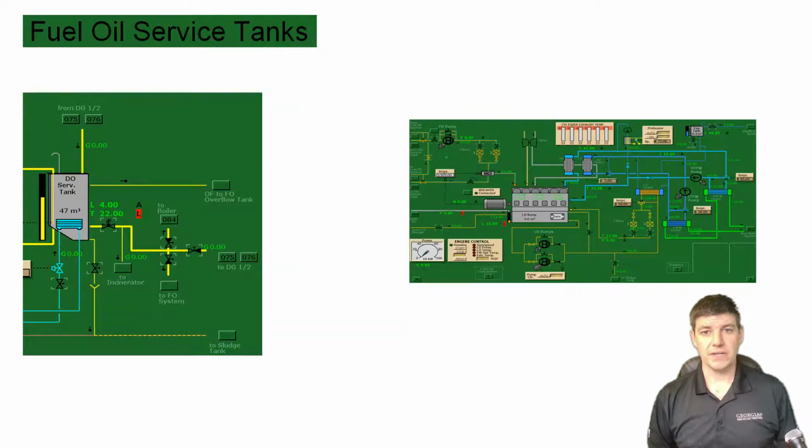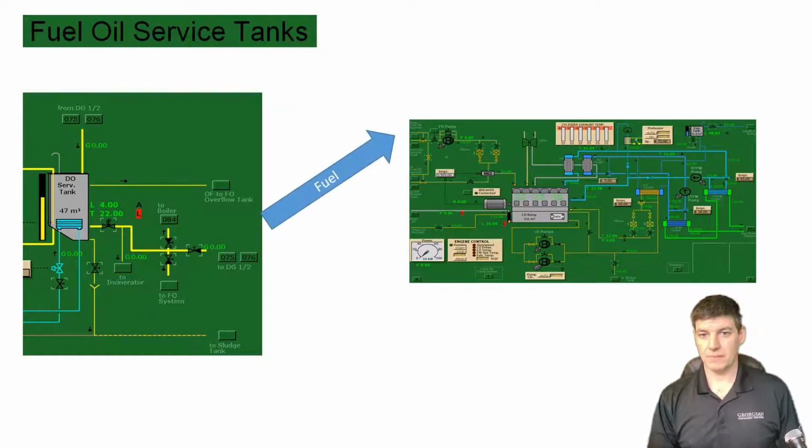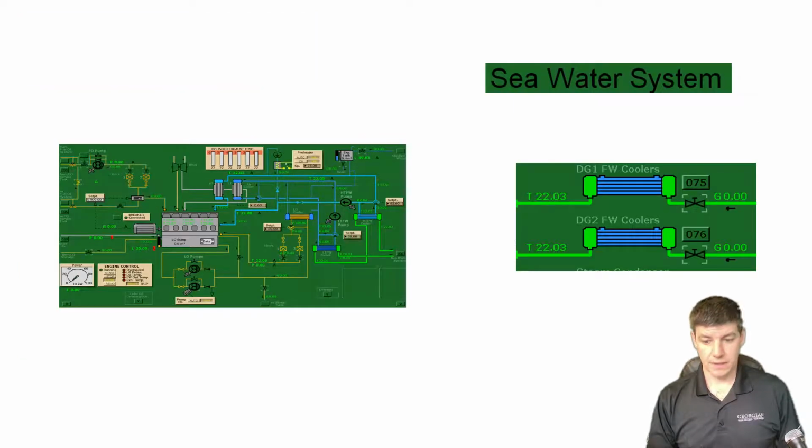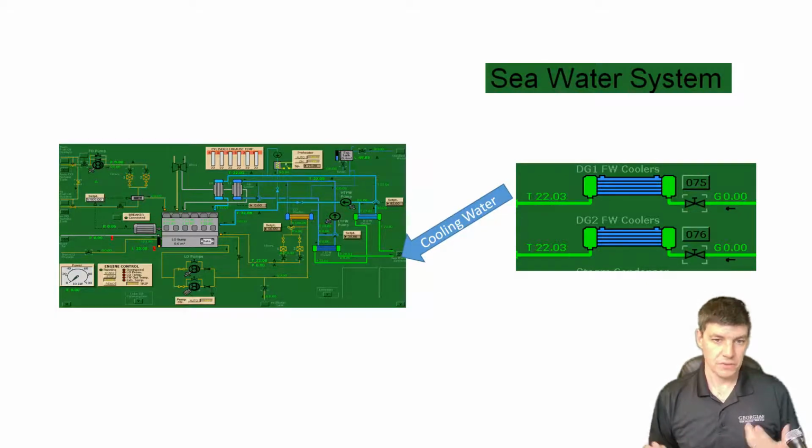One of the resources that we're going to need in order for our generator to run is fuel. We'll go to our fuel oil service tanks when I do my walkthrough, and we'll find our fuel that can be supplied to the diesel generator. We also are going to need cooling water, and we'll supply our cooling water from our seawater system, which we've already used previously to help with the cooling of the air compressors. In addition, we'll have a few other systems that we're going to tackle. Those two are the major ones, but we do have a few that we need to also look at internally within that diesel generator.